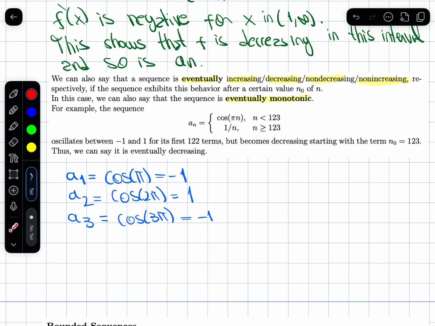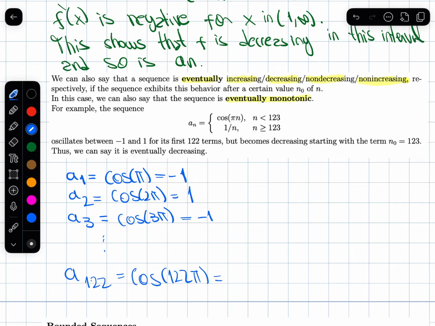So this is not increasing all the time, and it's not decreasing all the time. When I use those words without any qualifiers, I'm always talking about what the sequence does all the time. However, this is going to keep happening all the way to a_122, the 122nd term of this sequence. It will be the cosine of 122 pi, which is an even multiple of pi, and so that means we have a whole number of rotations around the unit circle.